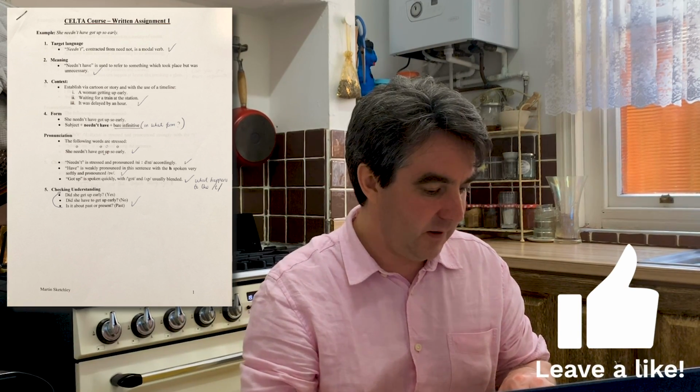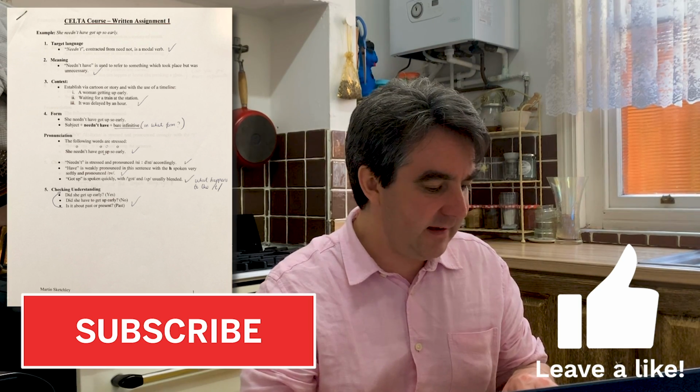The form is where I struggled a little bit, and if I look at the marking criteria, they gave me a tick. She needn't have got up so early: subject, needn't have, bare infinitive, got up. It's looking at verb 3 if you're using that terminology in your course: get, got, have got. Then there's pronunciation. You're looking at the form, breaking down the language, and looking at the pronunciation and sentence stress. Again, they ticked all this, and I passed the first activity. I'll put up an image on the screen so you can see that I passed the first written task accurately.